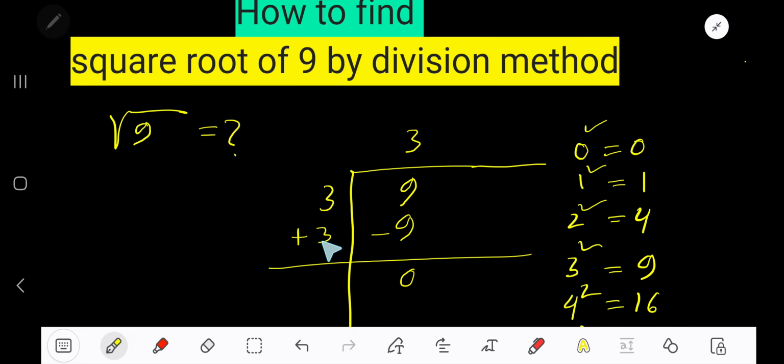here and you need to add 3 plus 3, 6. Look, the double of this 3 is 6. Okay, so this is the indication that your process is correct. So the square root of 9 is 3.